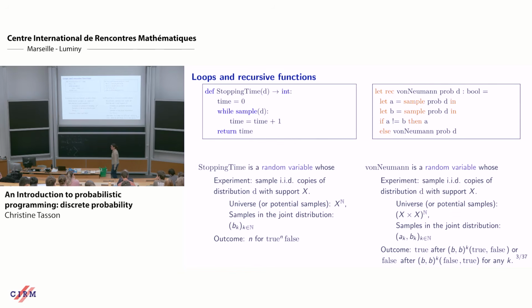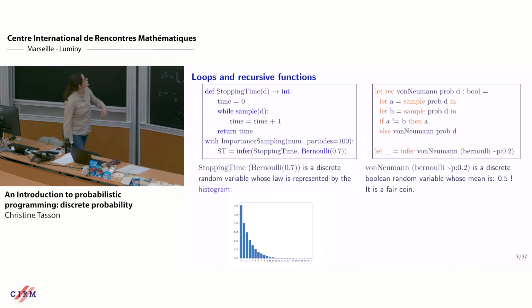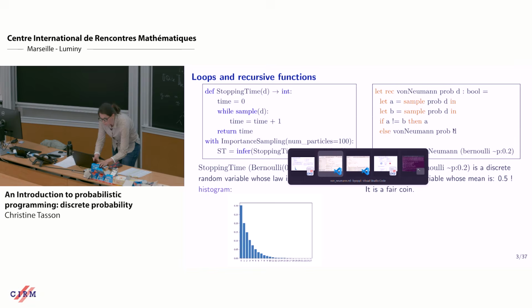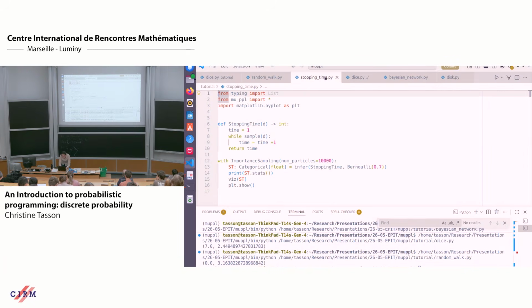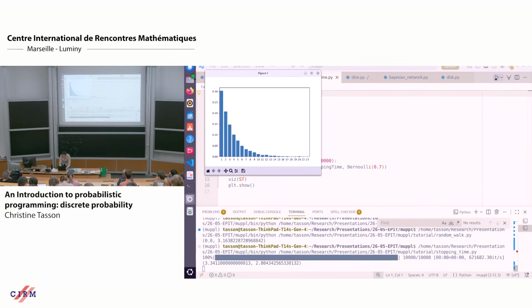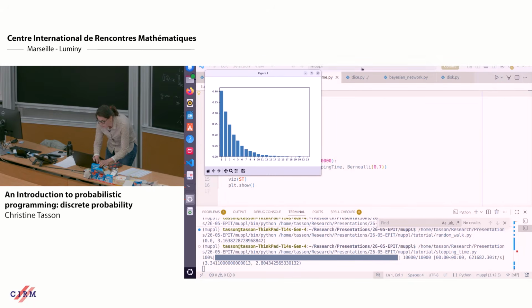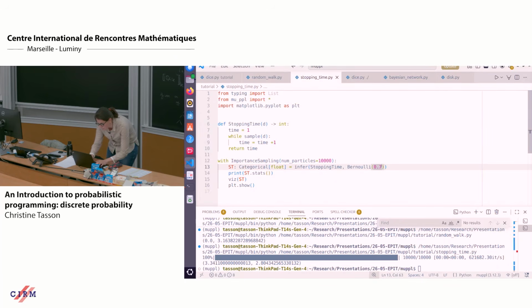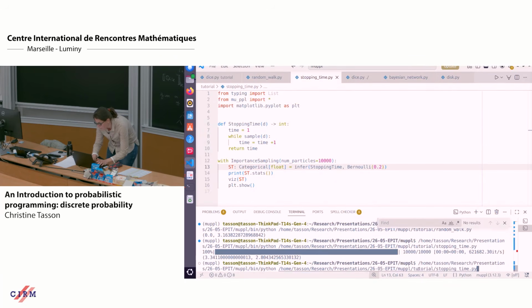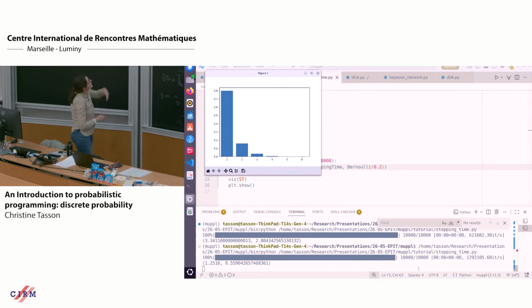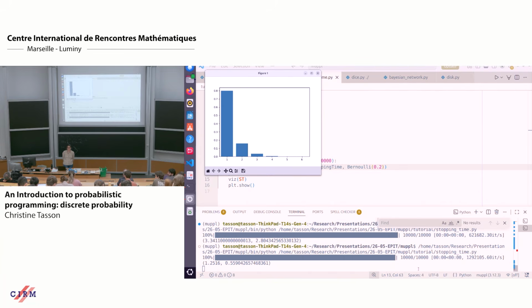Okay? So I'm not interested only in the universe and the probabilistic space, but also in the probability distribution. And for stopping time, I can just run it. And I get this histogram. I can change the distribution in which I am sampling, and I get another histogram.